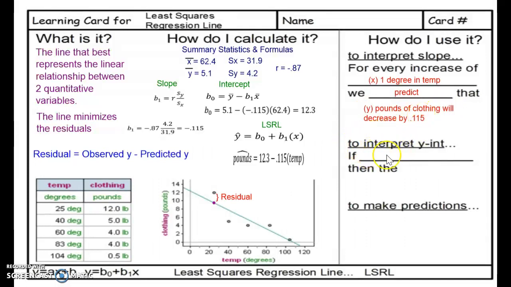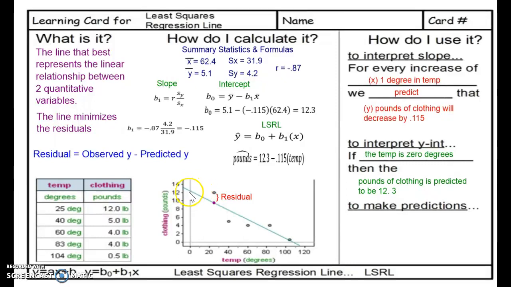Now, what about interpreting the y-intercept? Well, if we interpret the y-intercept, it would look something like this. If the temperature is 0 degrees, because the y-intercept is when the temperature is 0, so we're talking about right here, then the pounds of clothing is predicted to be 12.3. So that's how we can interpret the y-intercept. Sometimes the y-intercept does not have meaning. In this case, it does.